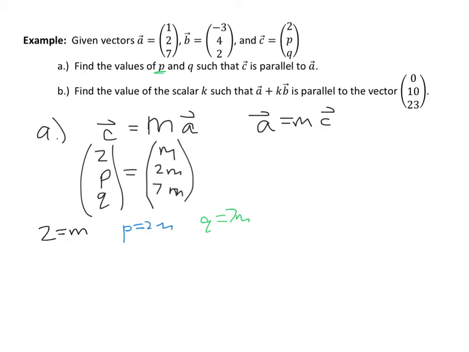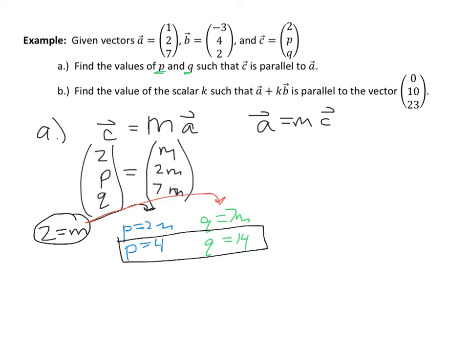And we were being asked to find p and q. Well, fortunately, this is a really, really easy system. We can already see that m is 2, so now we just plug that in. When I plug that in, I'm going to find out that p has to be 4. And when I plug this m value in over here, I'm going to find that q has to be 14. And so there it is. I found the values of p and q that are going to allow a to be parallel to c.